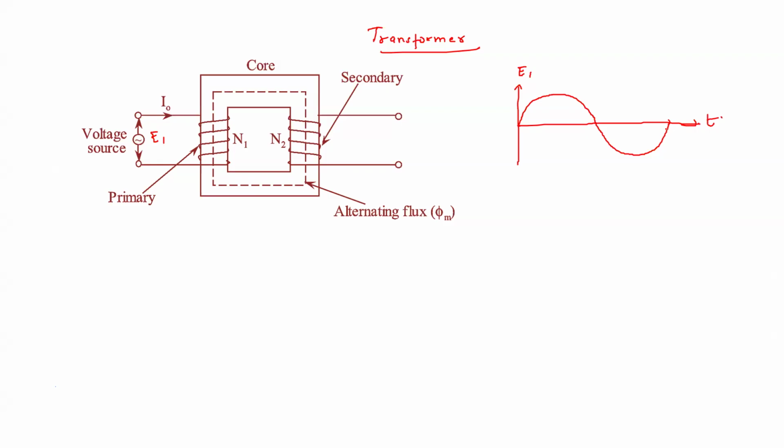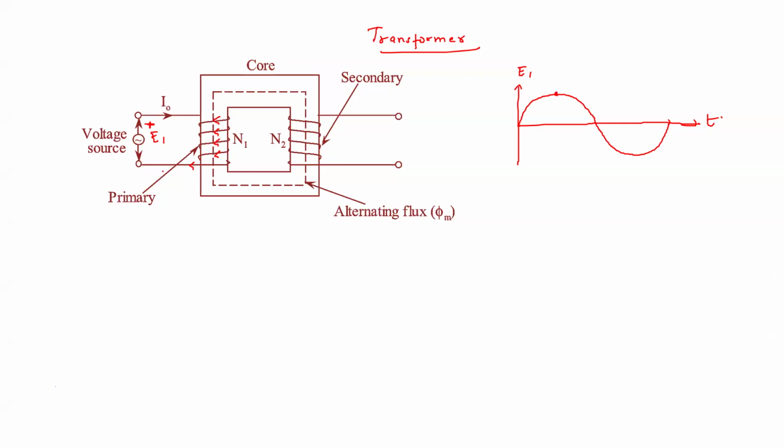Now, let's come back here. How does this transformer action take place? Because you have provided a voltage source, the current will flow. Do you agree that current is flowing like this? If we assume this terminal is positive at some particular instant, then the current is flowing in this way.